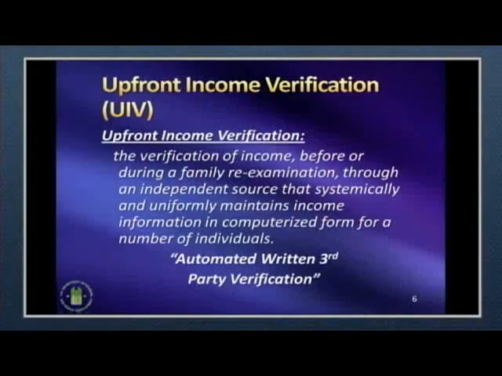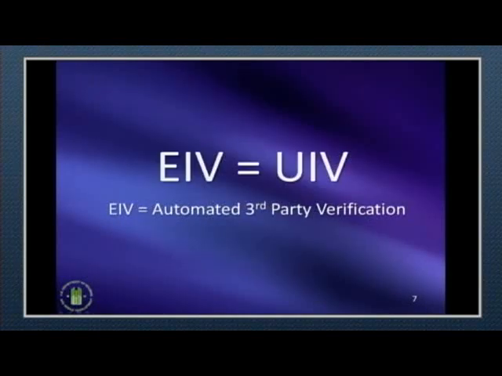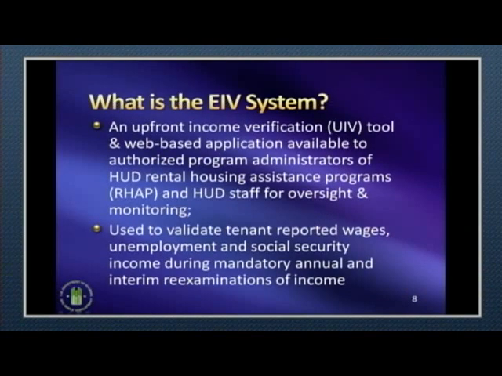What is UIV? Basically, upfront income verification is nothing more than a verification technique to verify income through an automated form, basically relying on information that's derived from a database that's maintained for a large number of individuals. We commonly refer to it as automated written third-party verification. And I introduced this formula to you many years ago. This hasn't made it into the mathematician books yet, but EIV equals UIV, UIV equals EIV, EIV equals A3PV, automated third-party verification.